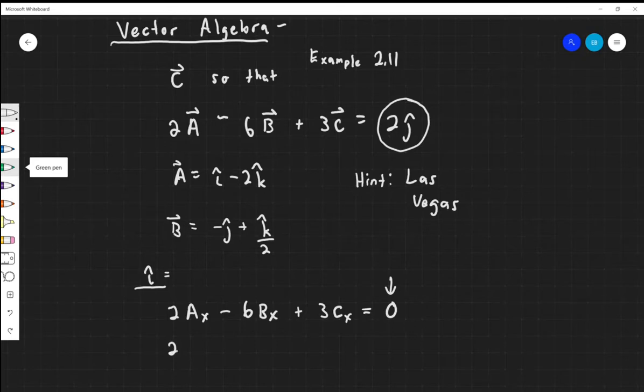So I have 2 times ax. So I only take the x component of a, which is the i hat. So I have 2 times i hat minus 6 times the bx direction. So I have a j hat and I have a k hat over 2. So I have nothing going on in the x direction in the b vector. Plus 3 times cx. C is what I'm looking for, so 3 times cx. And that's going to be equal to 0.